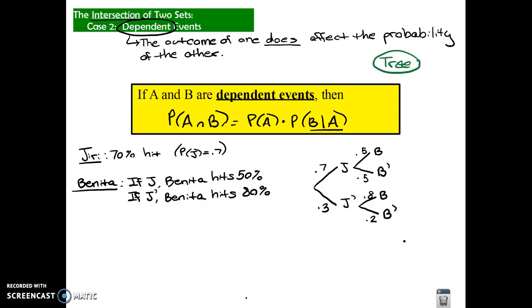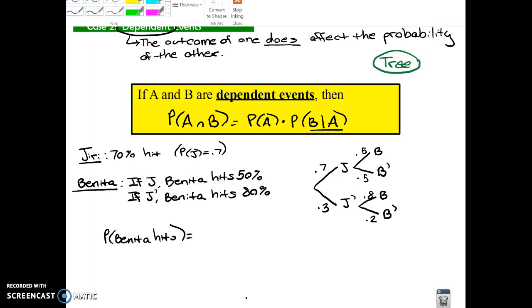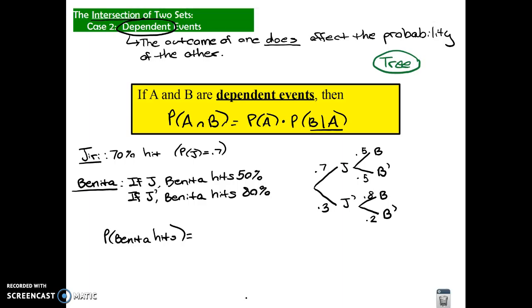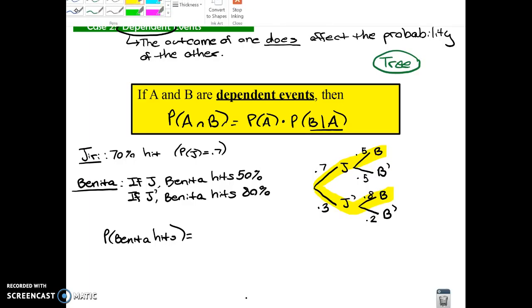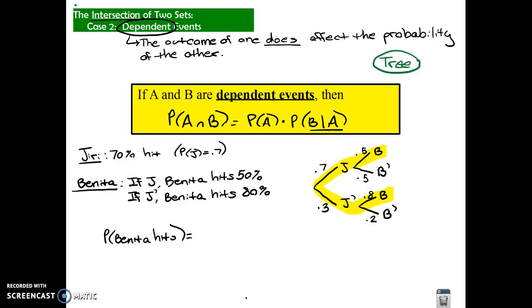A typical question might ask something like, find the probability that Benita hits the target. And this is no longer the simple 80% that it was in the original problem. Instead, recognize that there are 2 different ways that this can occur. One option is right here. Jiri hits and Benita hits. The other option is that Jiri misses and Benita hits. So to find the probability that she hits the target, we need to account for both of those.